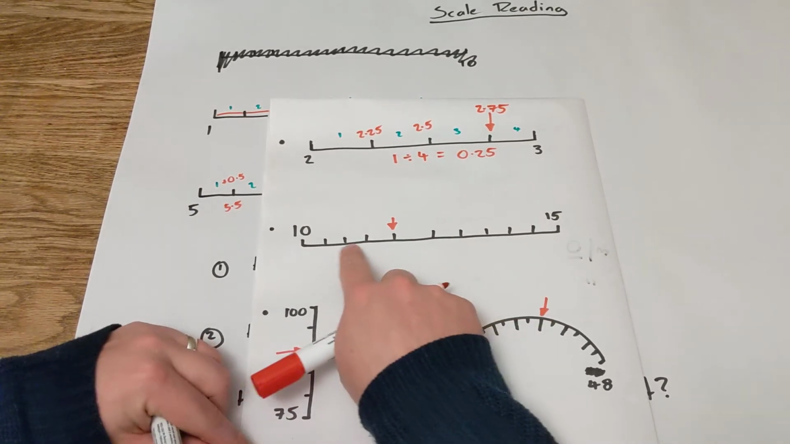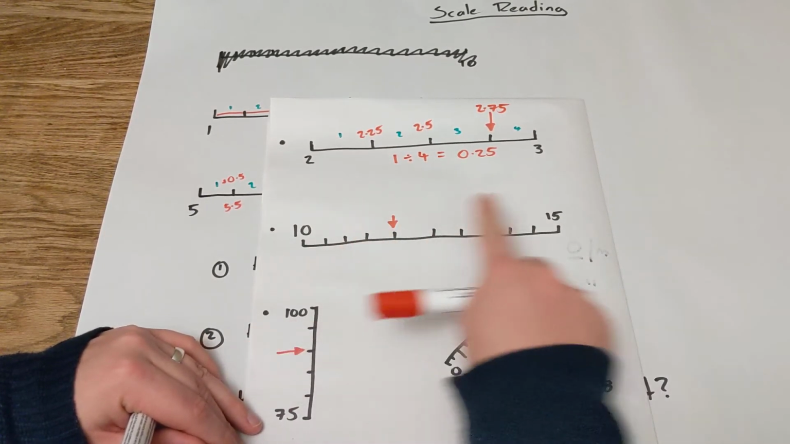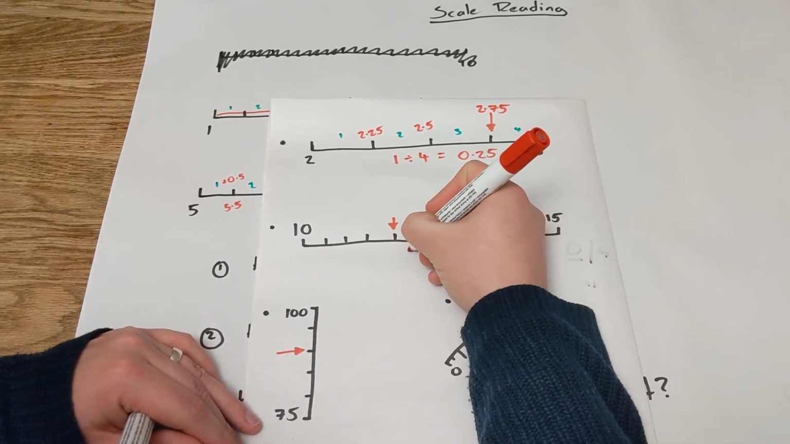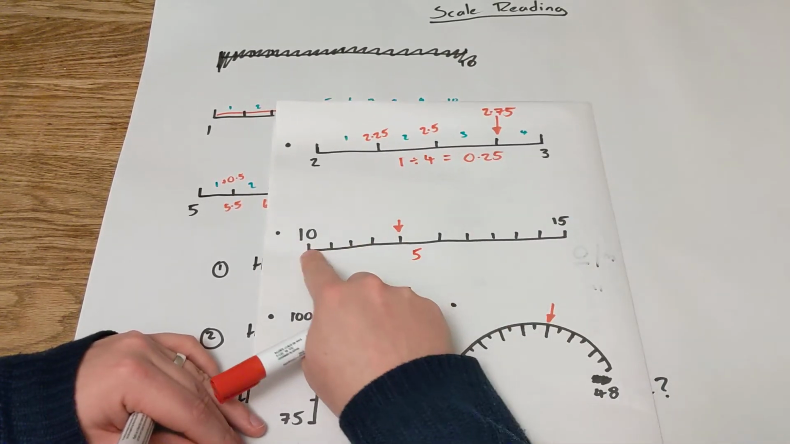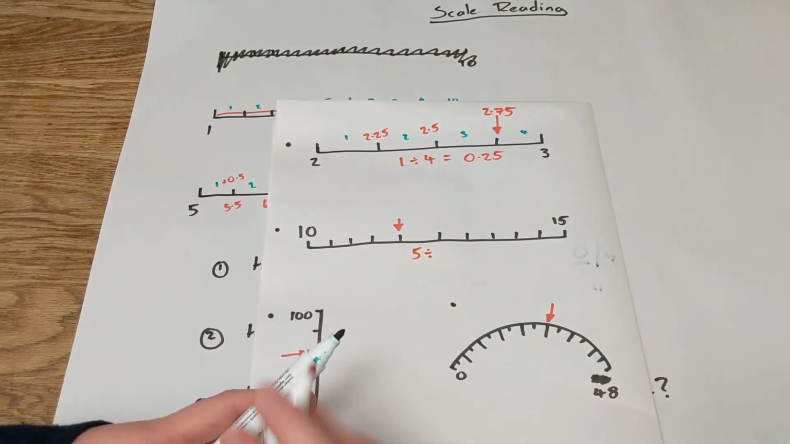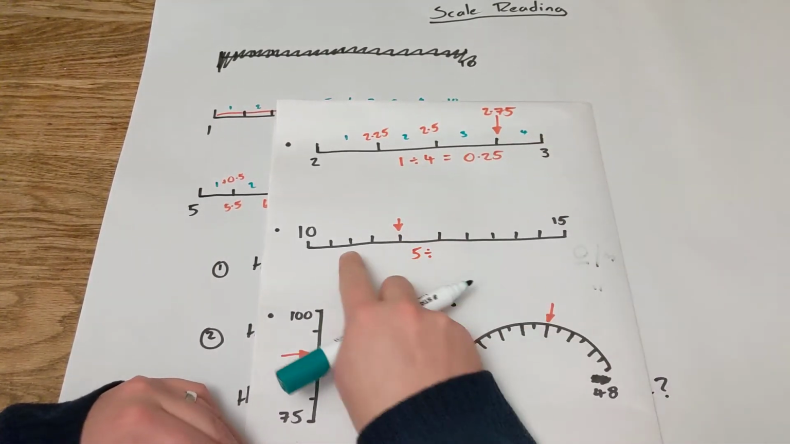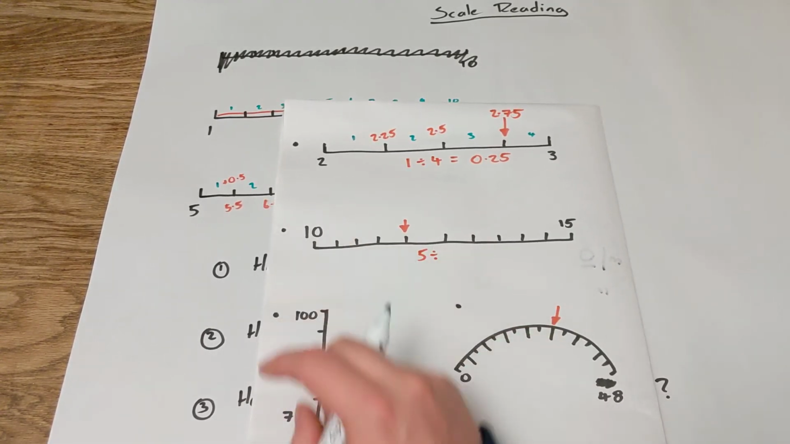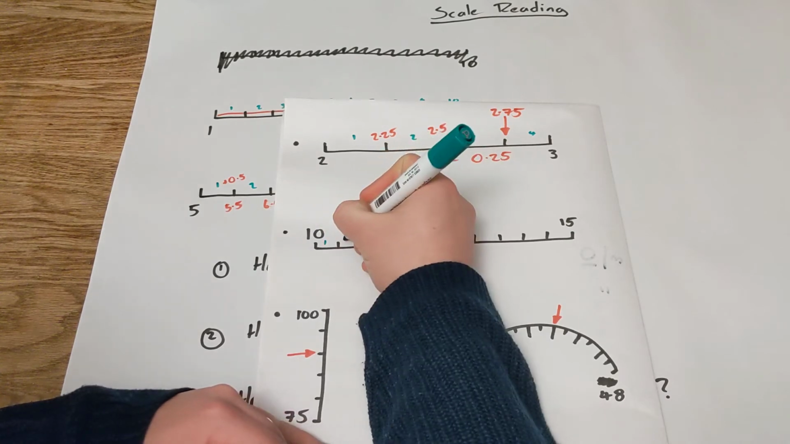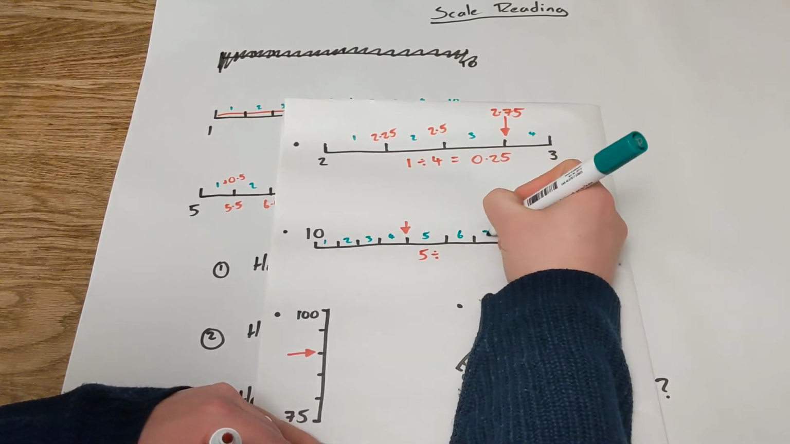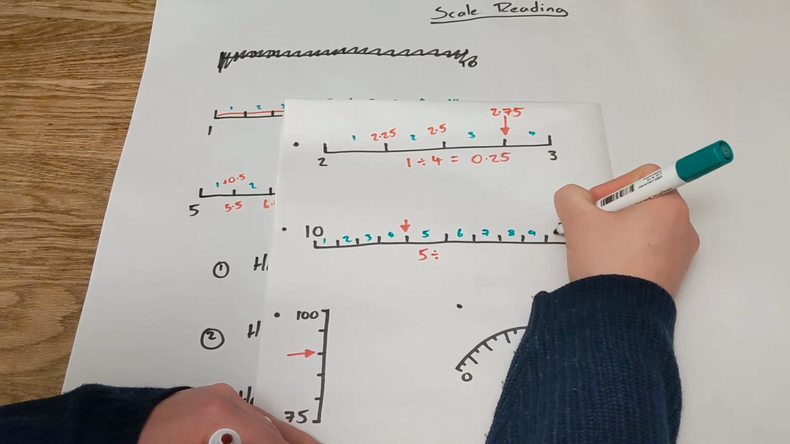Let's look at the next one. First number we need is how much is covered from the start to the end. Well, it goes from 10 to 15. So the amount it covers is 5. There's 5 between the start and the end. Then I want to divide it by the number of divisions. Now these aren't all evenly spaced because I'm not very good at drawing these out, but pretend they are. So I've got 1, 2, 3, 4, 5, 6, 7, 8, 9, 10.